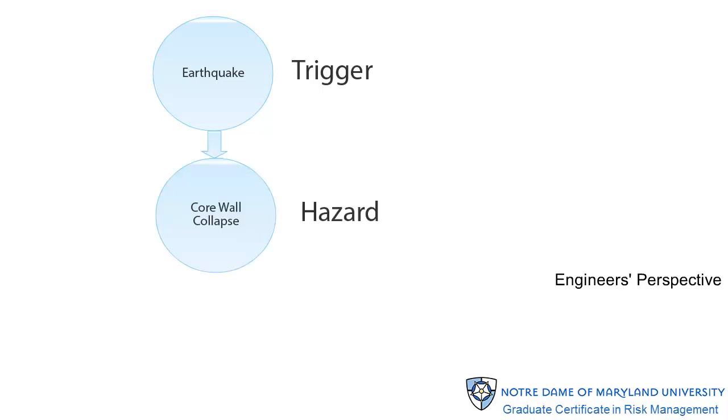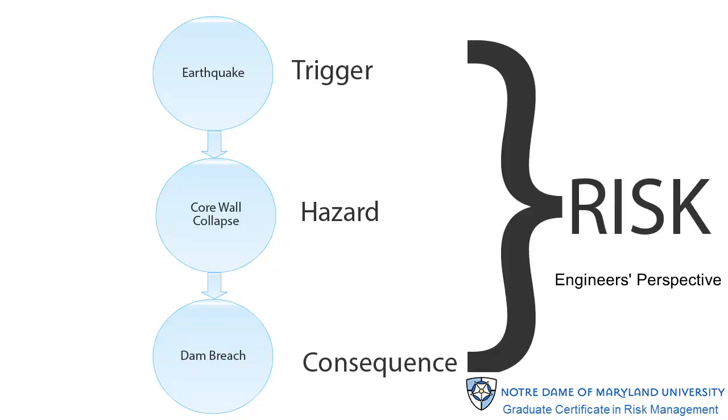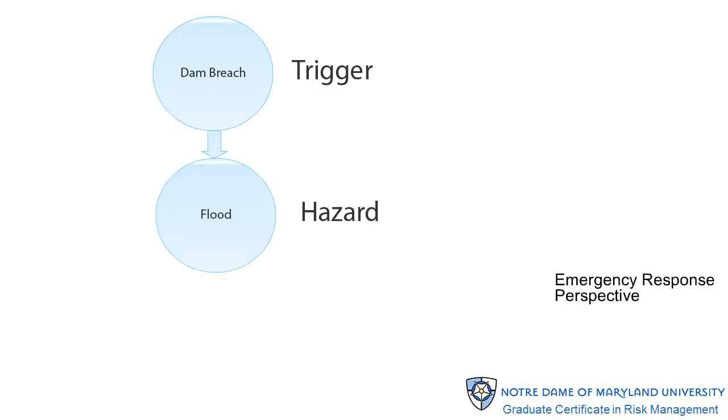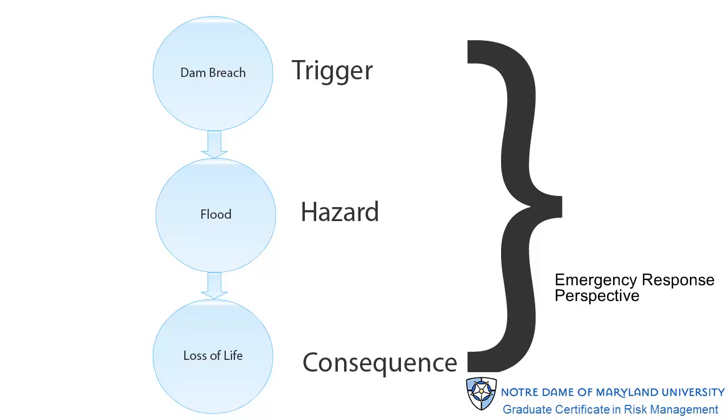Let's consider a risk from an engineer's perspective. The trigger is an earthquake. The hazard is seen as a core wall collapse, and the consequence is a dam breach. All of these components together, and the details of the story of how the earthquake leads to the dam breach, comprises the risk. Now let's take an emergency response perspective. This time the trigger is the dam breach, the hazard is the resulting flood, and the consequences of concern are the potential losses of life. All of these components together and the details of the story of how the dam breach can lead to the loss of life is the risk.